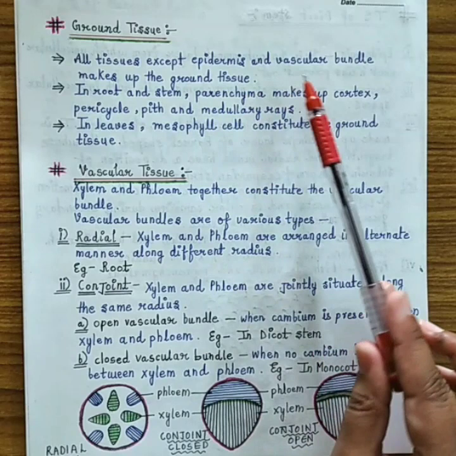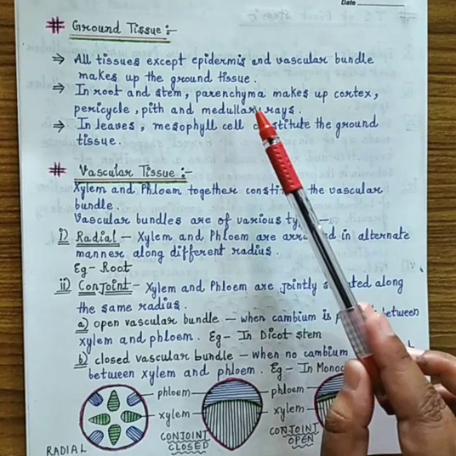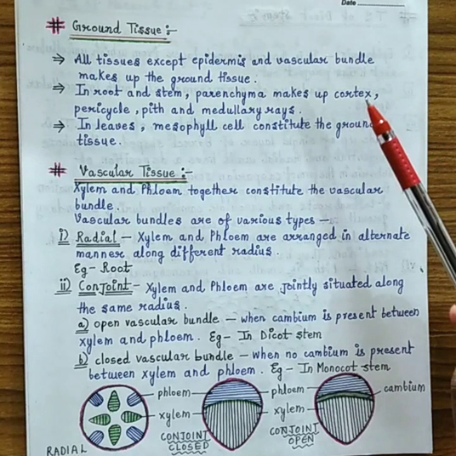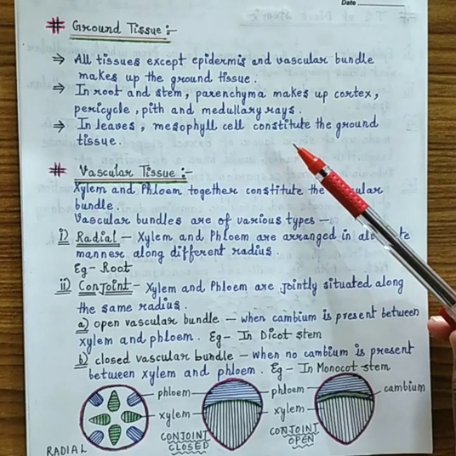Now in root and stem, parenchyma makes up the cortex, pericycle, pith and medullary rays. Now these are the layers that are present in ground tissue. Ground tissue mein jo layers present hoti hai, we are talking about them. Ki root and stem mein cortex, pericycle, pith aur medullary rays ko kaun banata hai? Parenchyma cells ke bane hote hai, ye sari layers.